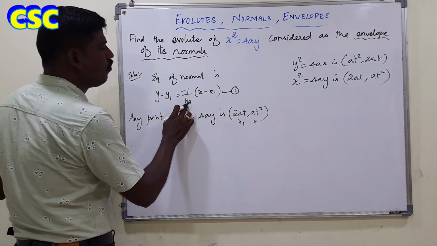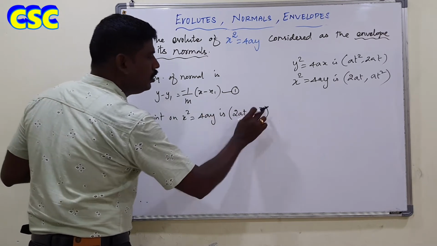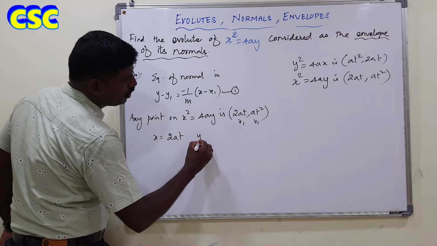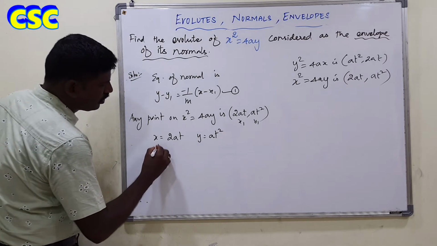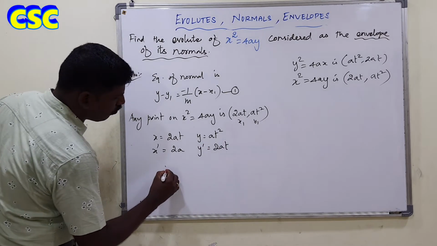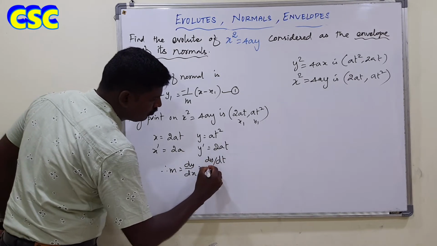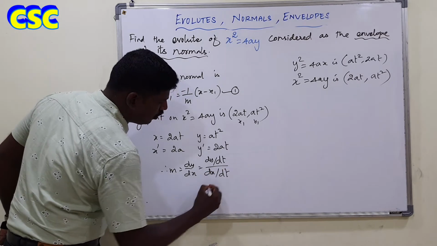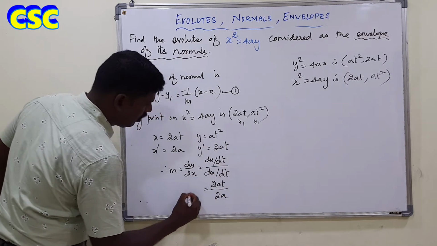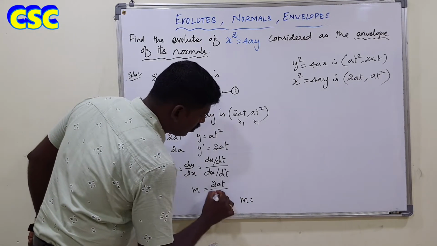Right? So to find the value of m, I am going to find out the value of m through the coordinates of this point, by taking x equal to 2at and y is equal to at square. So taking differentiation with respect to t, it becomes 2a, y becomes 2at, isn't it? Therefore, what is m? dy by dx, that is equal to dy by dt by dx by dt. What is dy by dt? 2at, isn't it? By 2a. So what is m? m is equal to t.